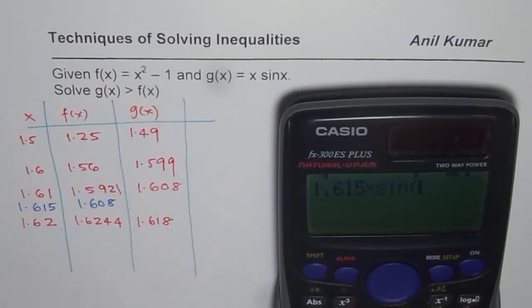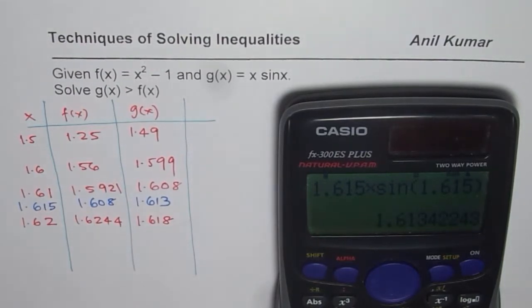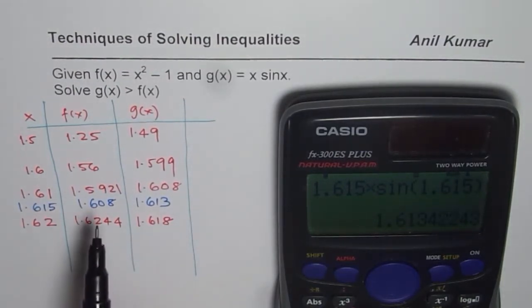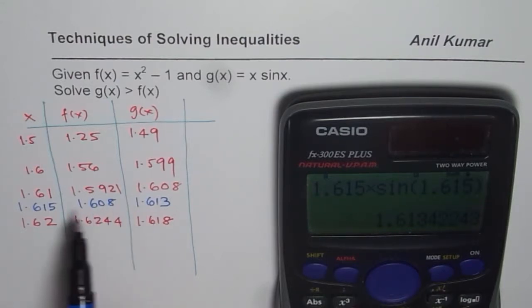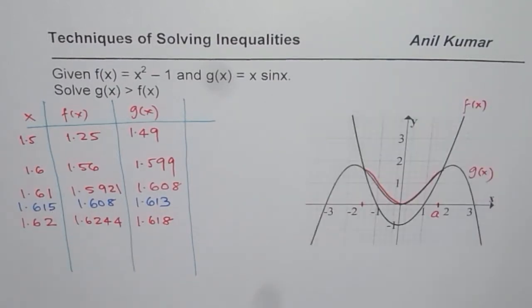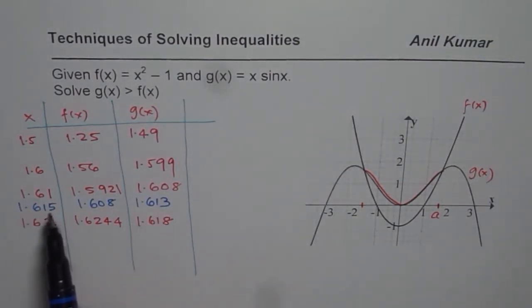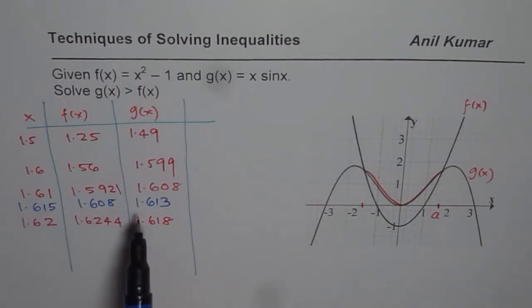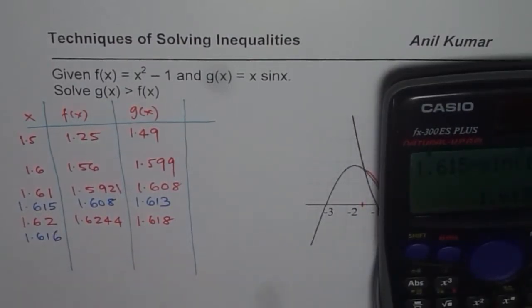1.615 times sine of 1.615 bracket close equals 1.613, right? So we are getting close to it. So we can see from here that the values are converging. Sine is still greater, so we could go slightly more to the right, correct? So that is how you can actually estimate your values, correct? So 1.615 could be 1.616 or 7, may give us an even closer value, right? So let's try one more value, which is 1.616, for example.